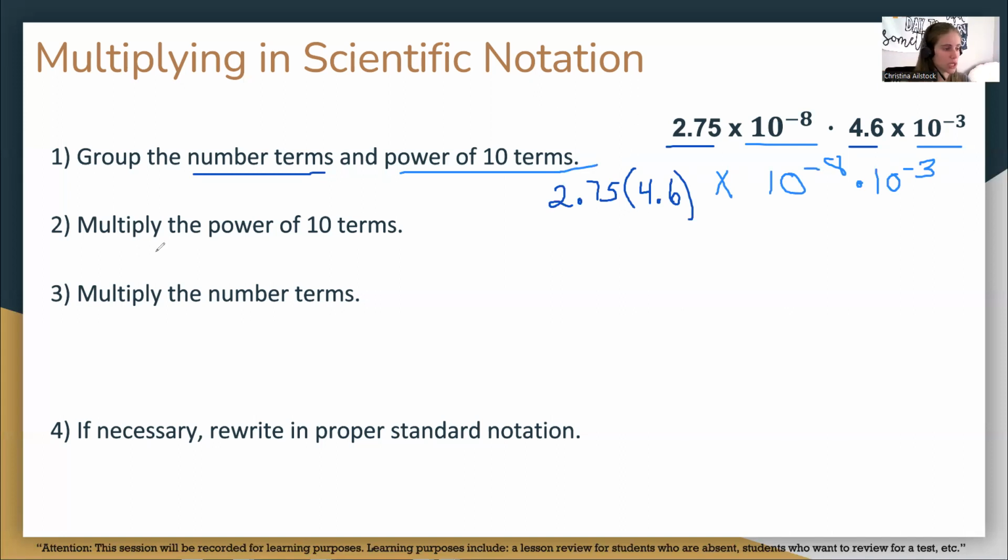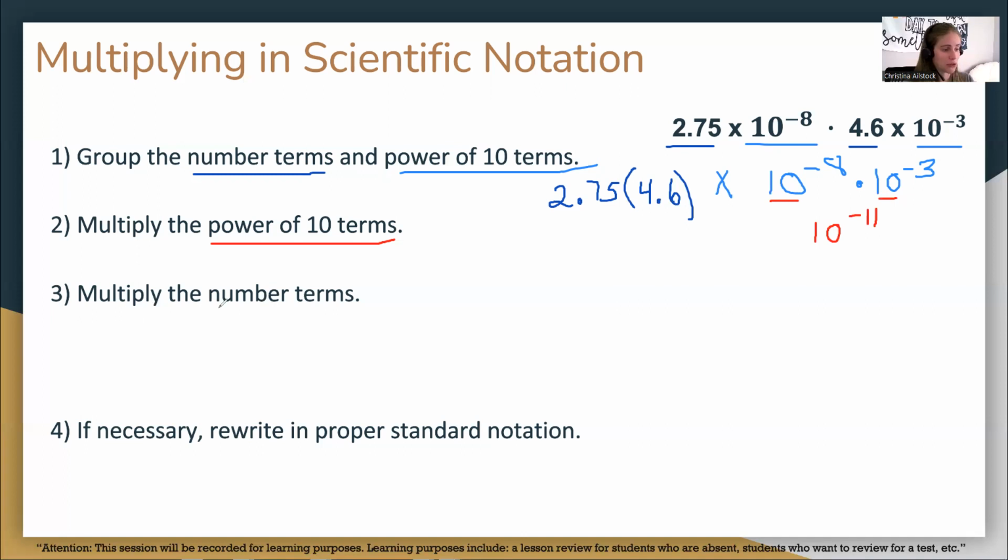Now for step 2, we are going to multiply our power of 10 terms. Let's do the faster one first. We just reviewed our exponent properties, because we have 2 power of 10 terms here, and they have the same base and they're being multiplied. So what do we do to our exponents? Add them. Negative 8 plus negative 3 would be negative 11. And that's it for step number 2.